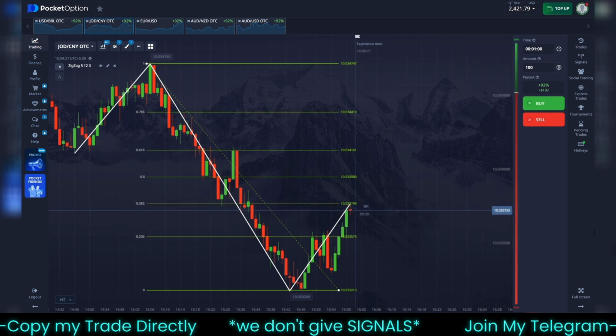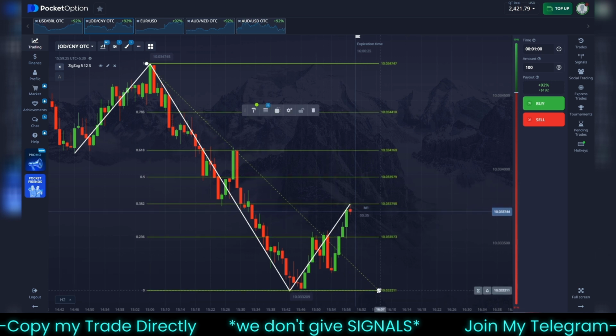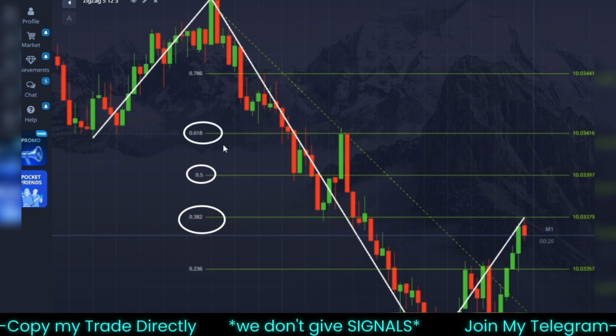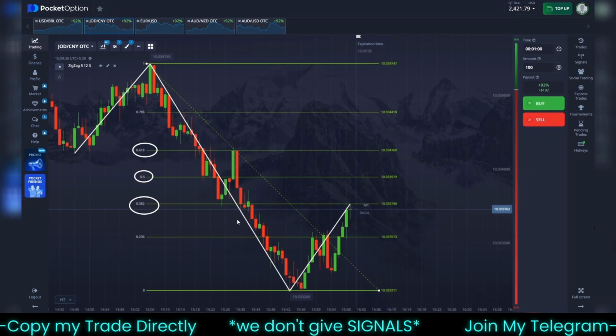Now if the market rejects from any of the 3 levels, like I told you, the first level is 0.38, the second level is 0.5, and the third level is 0.618. If the market gives a rejection from any of these 3 levels, then we have to take an entry in the down direction. So let's wait for rejection.